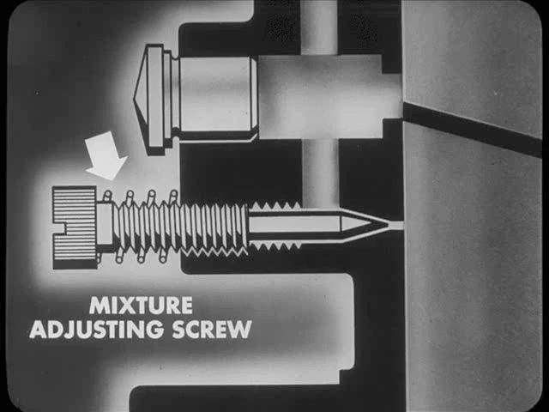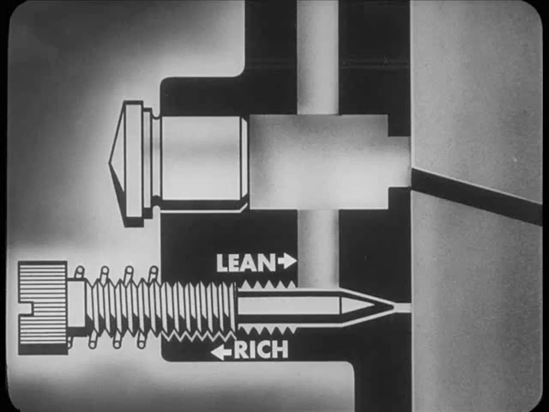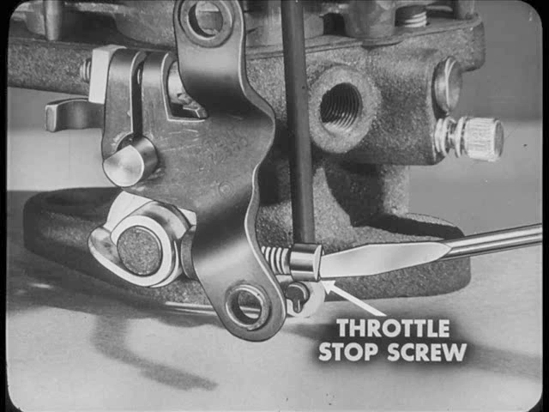This adjusting screw, Duke, regulates the idle by controlling the amount of mixture passing through the lower idle port. Turning the screw in gives a lean mixture. Turning it out gives a rich mixture. You set the desired speed of idle with this stop screw, so the engine idles at about 450 to 500 revolutions per minute when the engine is warm.